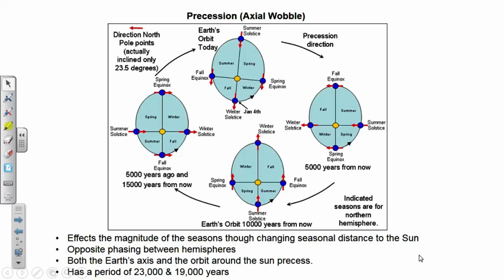Now, if you think about this in the southern hemisphere context, southern hemisphere winter would occur here, which means that the winter in the southern hemisphere would be warmer than it is now. So the phasing between the hemispheres is basically 180 degrees out of phase. So it also affects the magnitude of the seasons, but it does it out of phase between the hemispheres, whereas changing the tilt is in phase between the hemispheres.